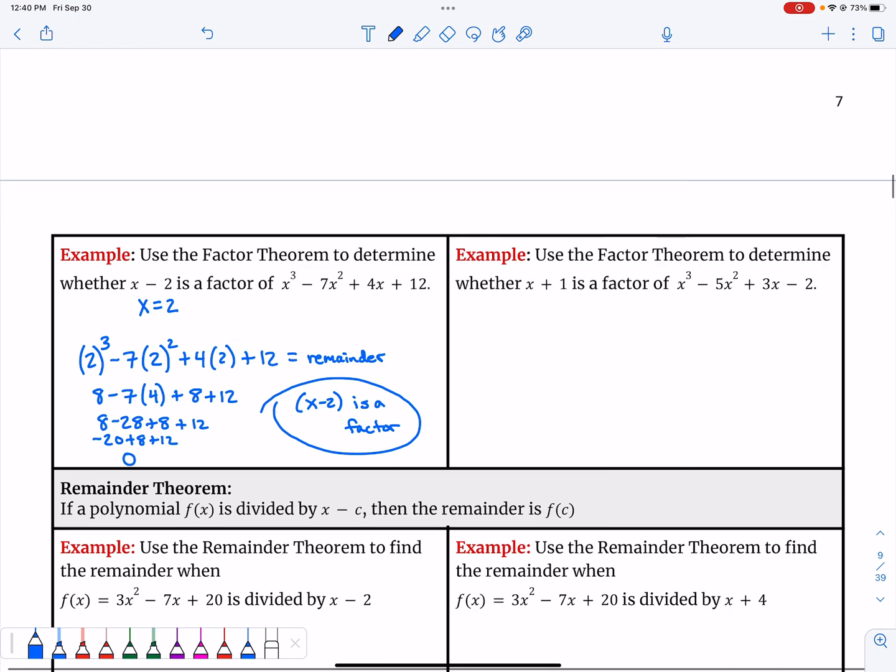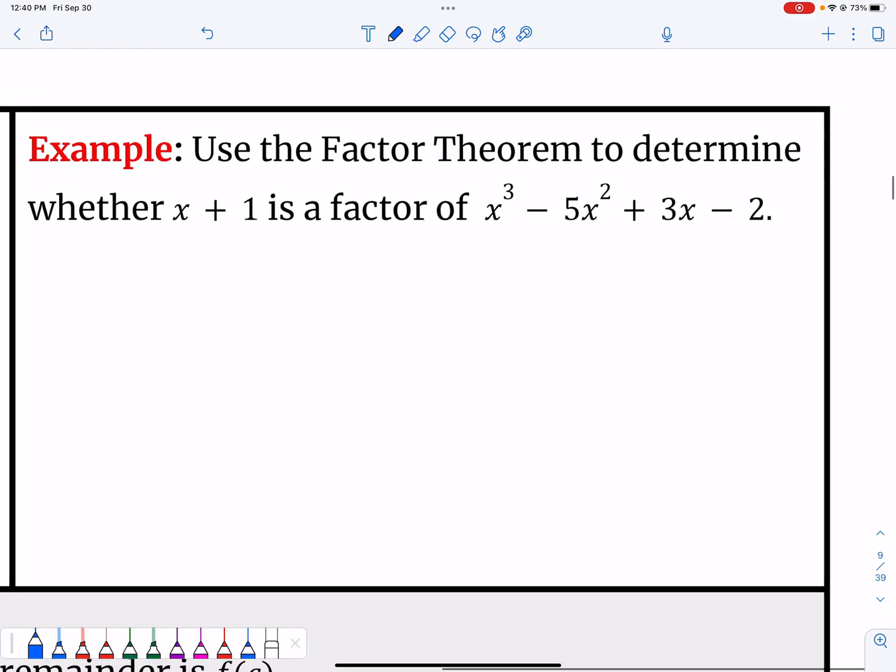You can use the root when you're given a linear factor. That is what we're doing. So if x plus 1 is given, I can plug in x equals -1 and see what I get. And what I get is my remainder. So let's plug that in and see what happens.